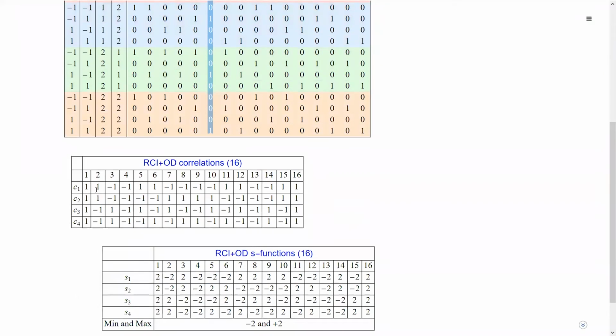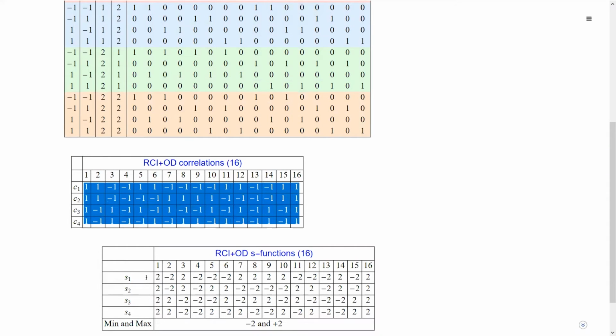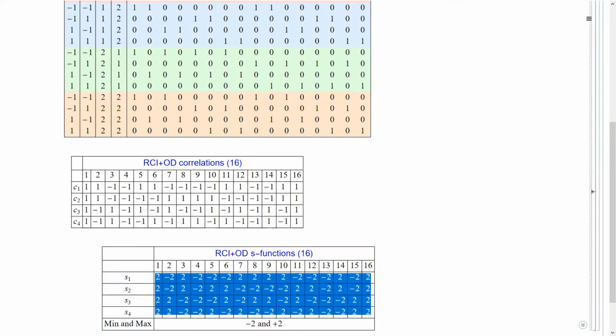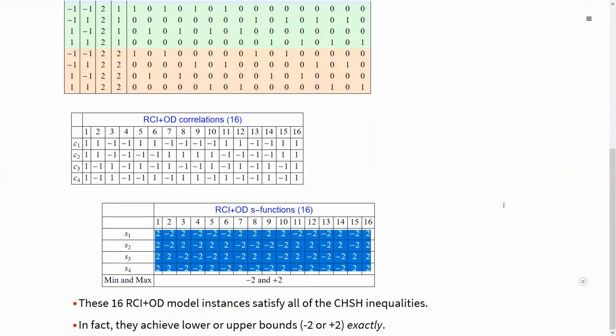Their correlations, not too surprisingly, are all 1s or -1s. They're perfectly correlated or anti-correlated. All their S functions are 2 and -2. They not only satisfy the CHSH inequalities, they meet them exactly.